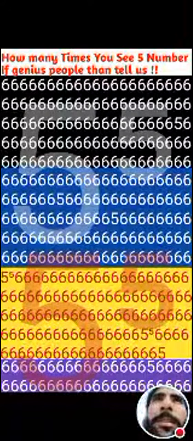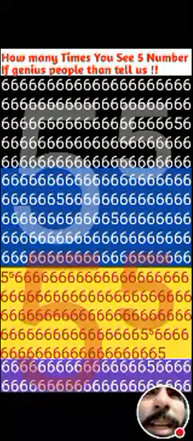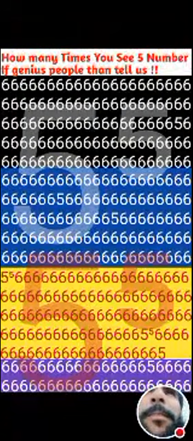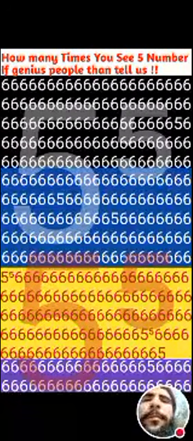In the third row, when I reach the second last position of the third row, the number 5 is present. So we have found the number 5 the first time, on the third row, at the second last position of the third row.